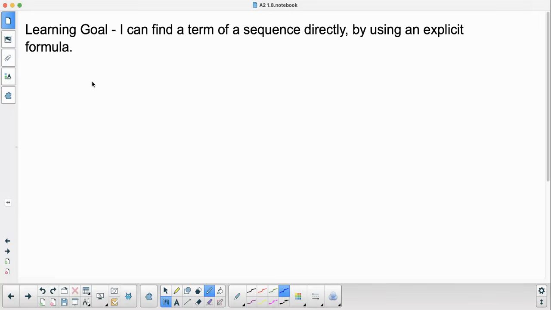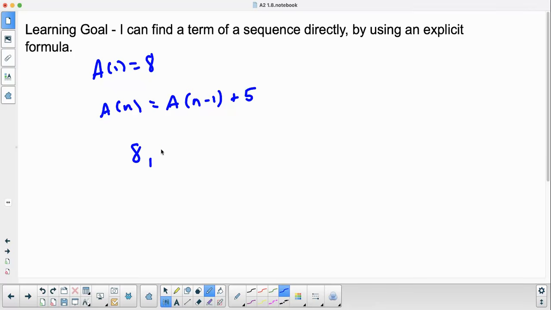I would give you a recursive formula. So like I'd say the first term is, I don't know, 8, and I'd give you a rule. I'd say the nth term is you take the previous term to the nth term and let's say add 5. Okay, so we'd go 8, add 5, add 5, add 5, keep going.